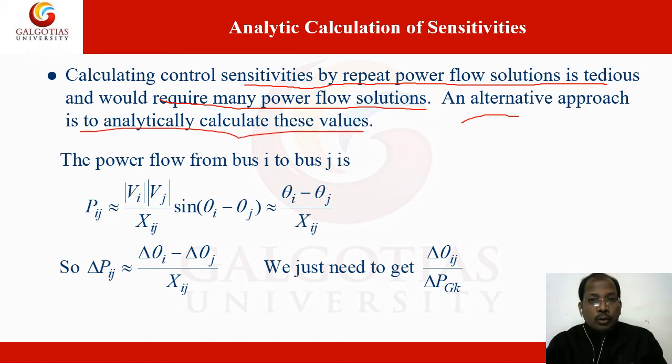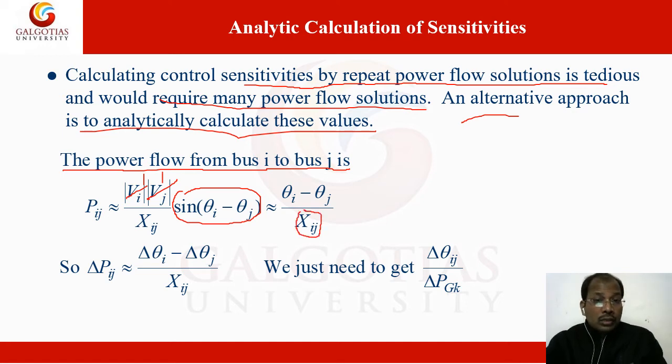What is the approach? They are just applying a few assumptions. This is the power flow from bus i to bus j. So this P_ij is the voltage magnitudes of i and j divided by the reactance, times sine of theta i minus theta j. We consider the voltage magnitudes as equal to 1. So we get theta i minus theta j divided by the reactance. This is the power flow equation.